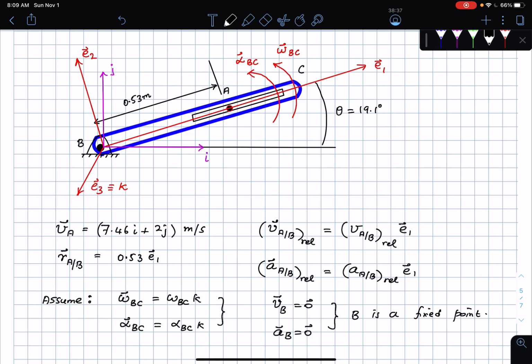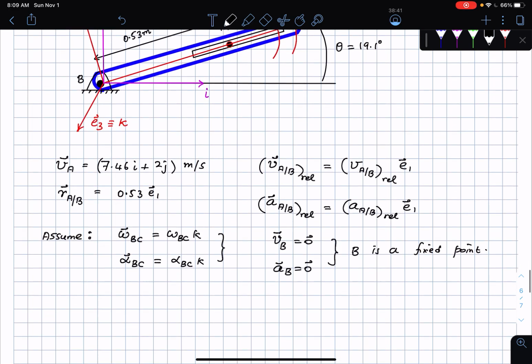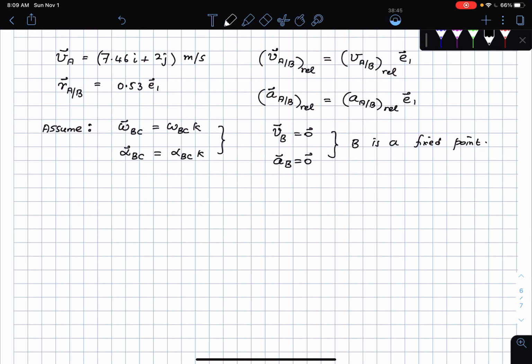All right, so now I'm ready to write my equations. Let me start off with the velocity analysis. Here is where I make use of the entire set of equations that I have for velocity analysis. So I'm going to say velocity of A is velocity of B plus omega of the bar BC crossed with R A slash B, and then I'm going to have the relative velocity, which in this case is not 0, as you can very well see. I'm going to substitute velocity of B is 0, of course, because it's a fixed point, right?